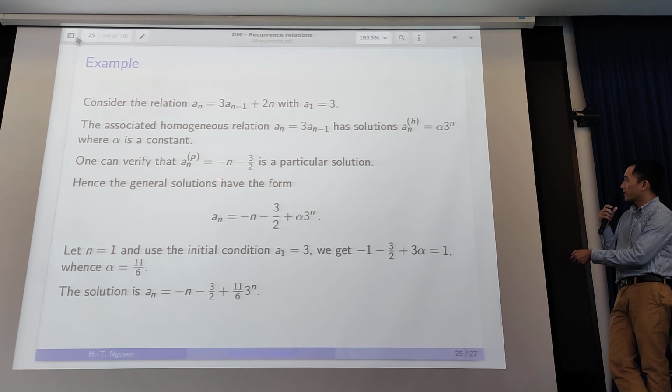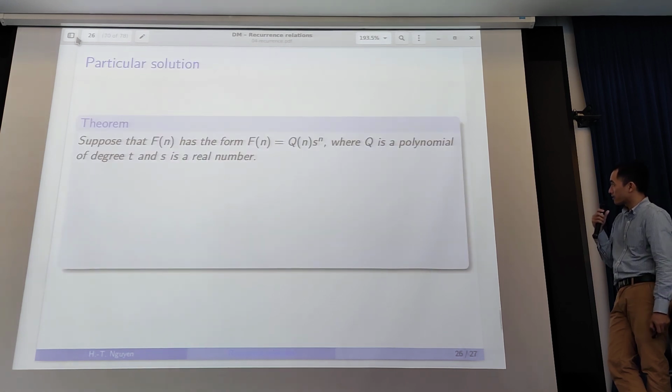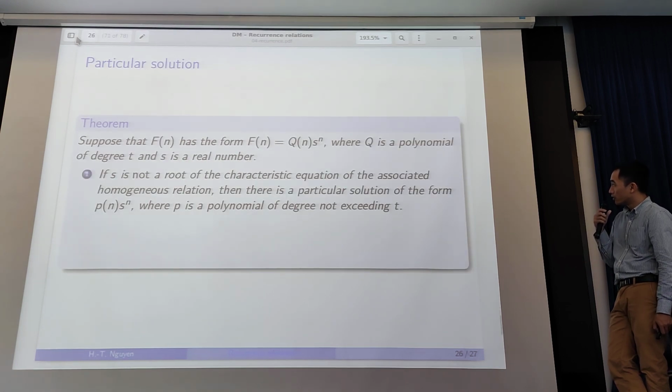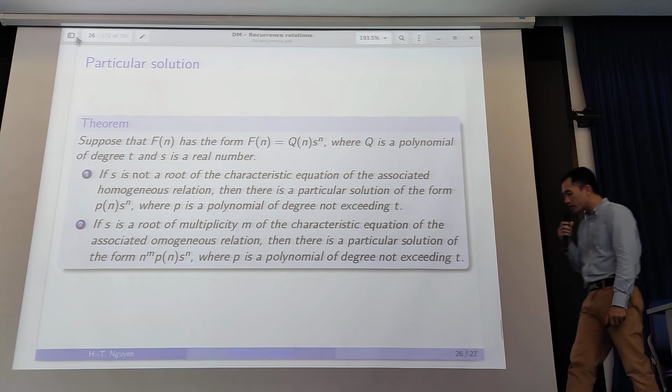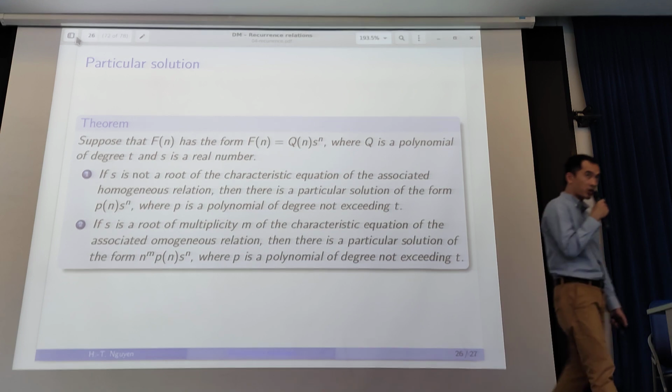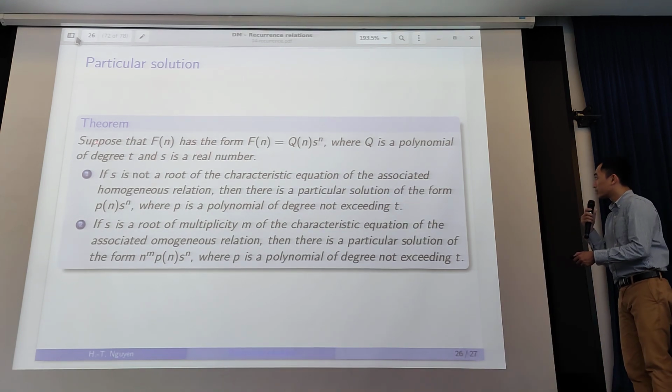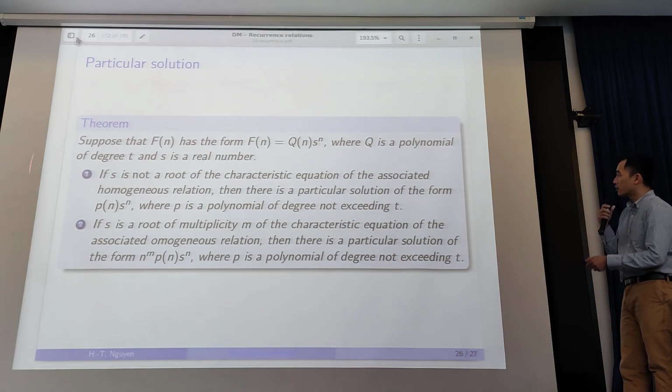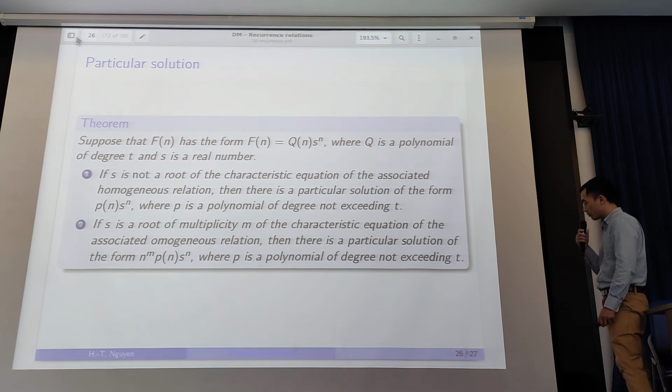So how do we find this? I will give you this result. You don't need to prove it, as with the previous result. We admit this one, and you will see how to use it in the exercises. Okay? So here I state this general result and the use of it.